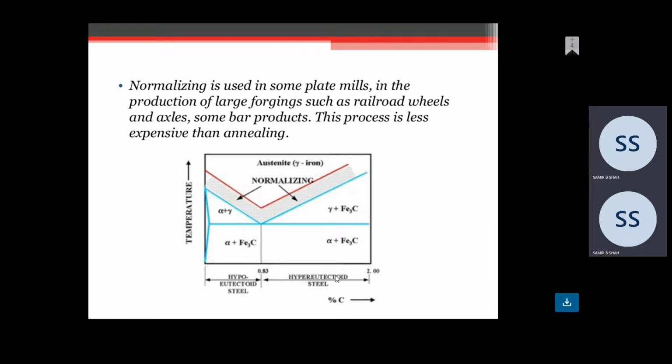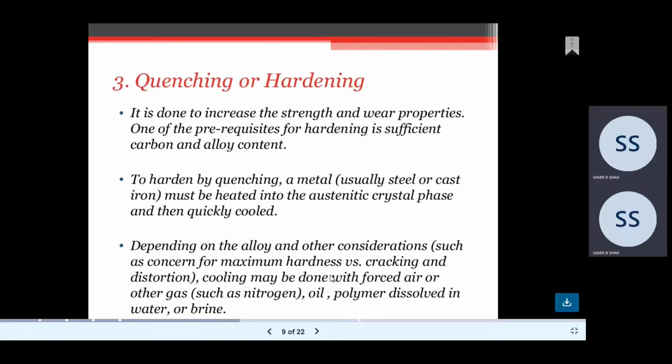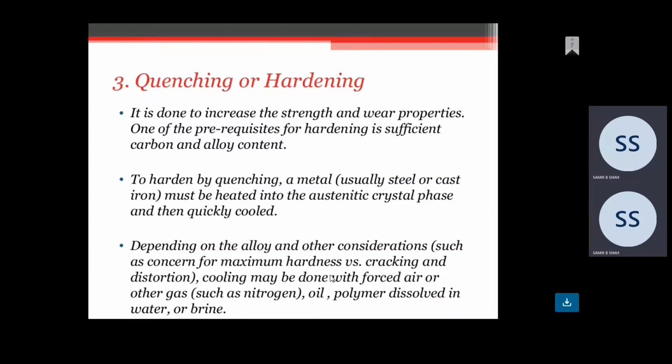We see the normalizing process mostly in plate mills, and in the production of large forgings such as railroad wheels and axles. Definitely, the cost of this is comparatively less than the annealing process. You can see here, above the recrystallization temperature, this is the area where normalizing proceeds.